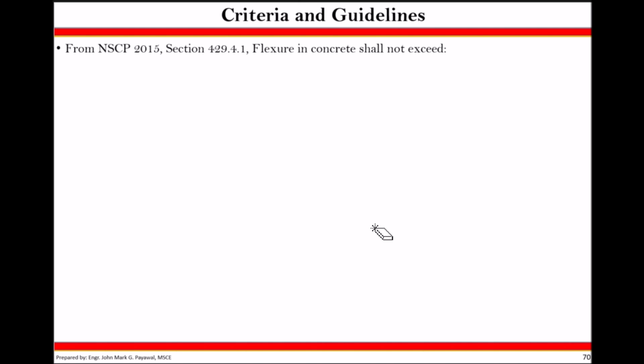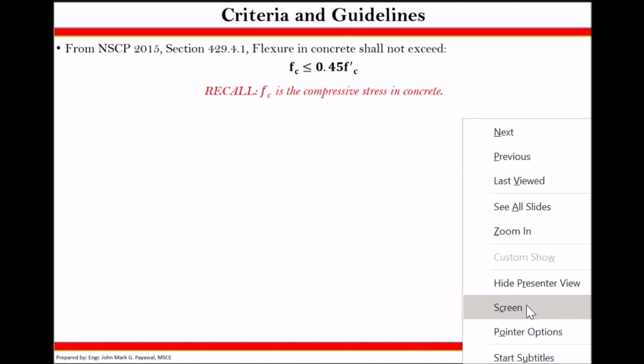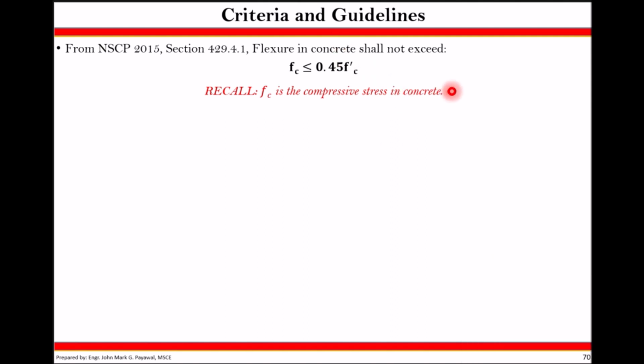From NSCP 2015, under section 429.4.1, flexure in concrete shall not exceed fc less than or equal to 0.45 f'c. We recall that fc is taken to be the compressive stress in your concrete. So from NSCP under WSD, the criteria should be not greater than 0.45 f'c.